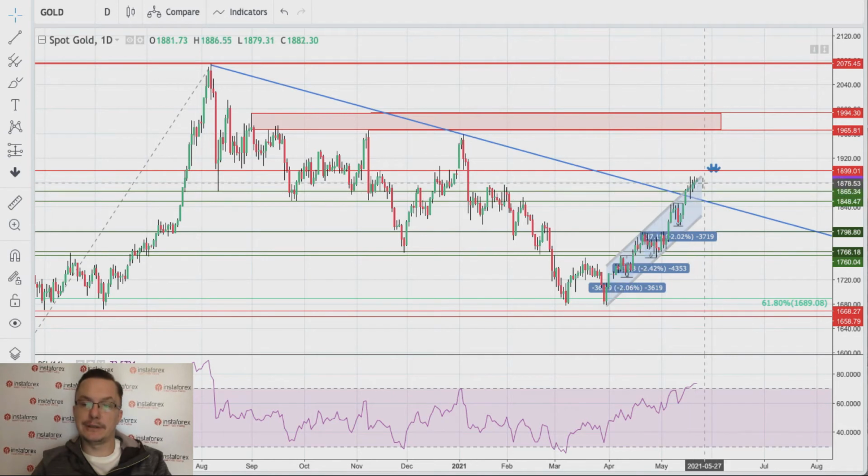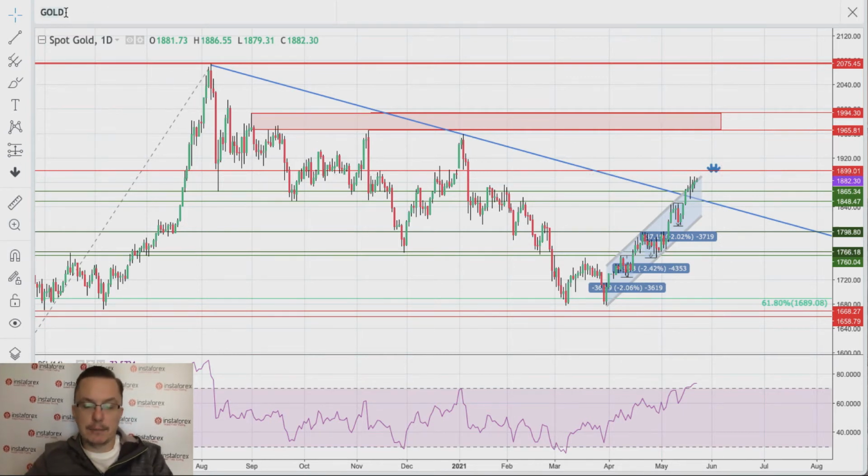We might see some consolidation, some pullback, some testing of the trend line, but we got technical support at 1,848 and 1,865. So as long as price keeps trending above these two levels, in the short term we still can expect another push to the upside.